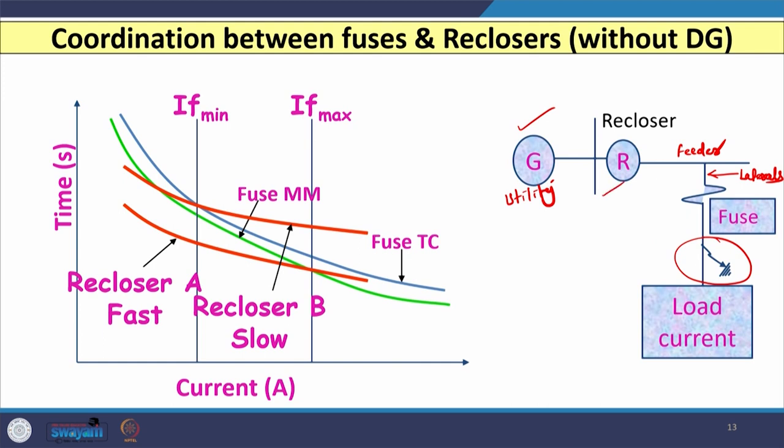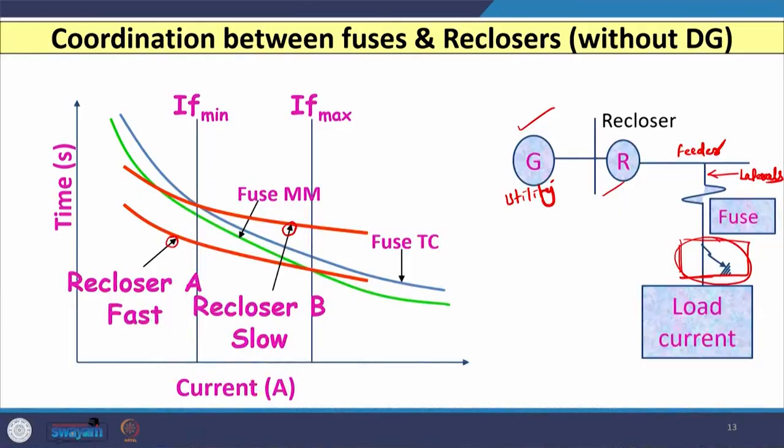The recloser has two characteristics: the recloser fast characteristic, normally denoted by A, and the recloser slow characteristic, normally denoted by B. You can see that I have shown here the recloser fast characteristic and the recloser slow characteristic by the same color. The recloser fast characteristic is at the bottom side, because whenever any fault is going to occur, we do not know whether it is permanent or transient. So, for any fault that is going to occur on these laterals, the recloser should operate first. So, the recloser fast characteristic is at the bottom side.